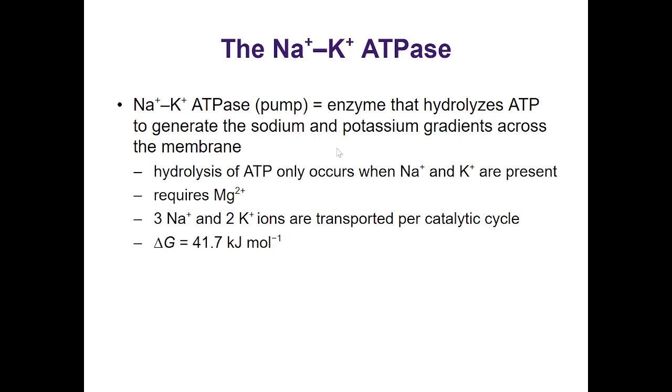The hydrolysis of ATP only occurs when the sodium and potassium are present. Thank goodness. That would be a disaster if it just continuously chopped up ATP, right? This requires magnesium 2+, like almost all of the ATP enzymes, right? Typically that's used to bind to the ATP so you can actually do something. The 3 sodiums and 2 potassium ions are going to be transported per catalytic cycle. This is the reason I said minimize that term, not get rid of it.